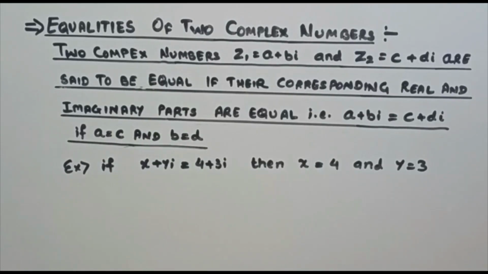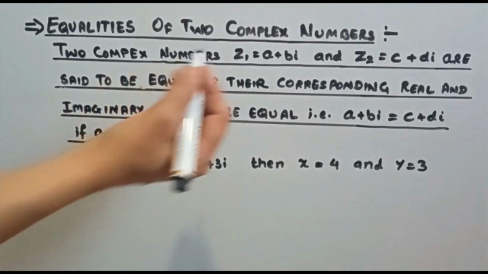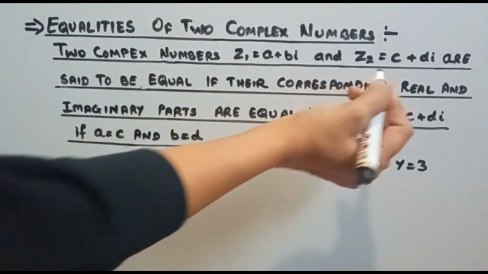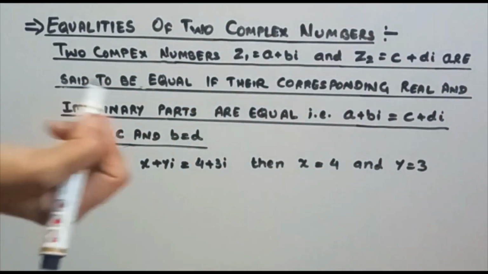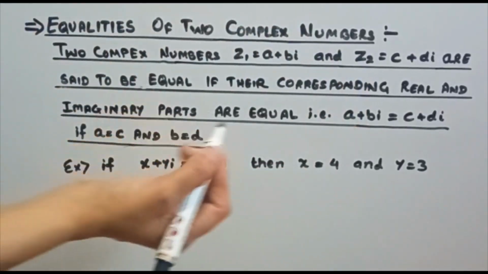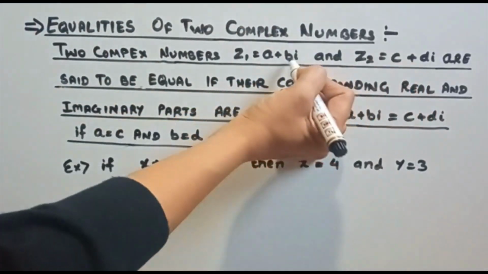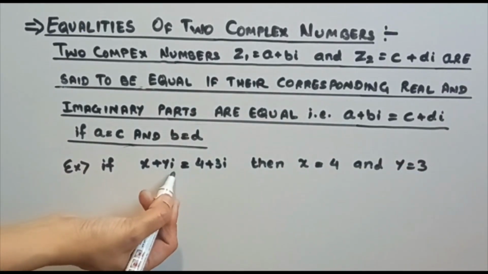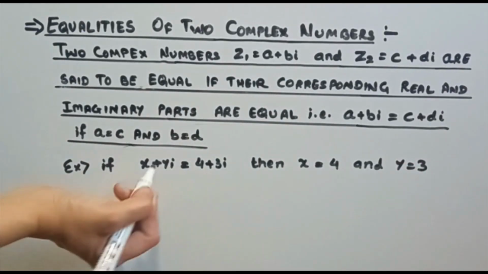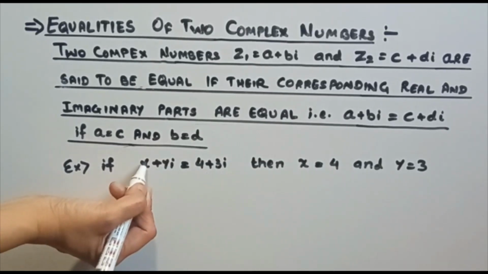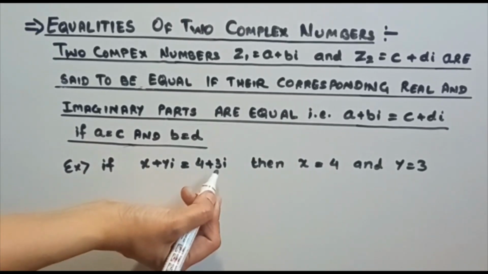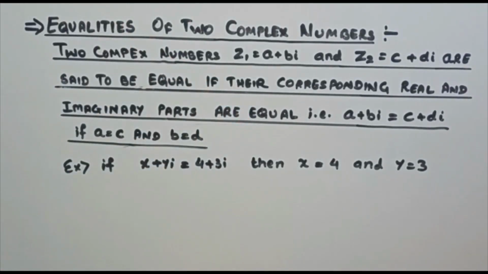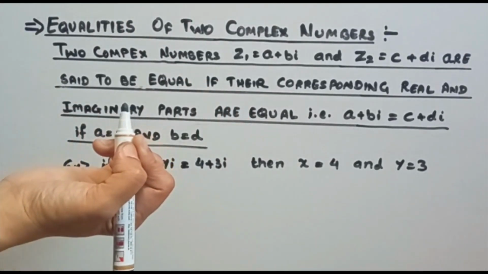Equality of two complex numbers. See, two complex numbers z1 and z2 are given. z1 is a plus bi and z2 is c plus di. We will say that z1 is equal to z2 only if a is equal to c and b is equal to d. See, in this example, x plus yi is equal to 4 plus 3i. This equal sign means x is equal to 4 and y is equal to 3. Then we say that two complex numbers are equal if their real parts are equal and their imaginary parts are also equal.